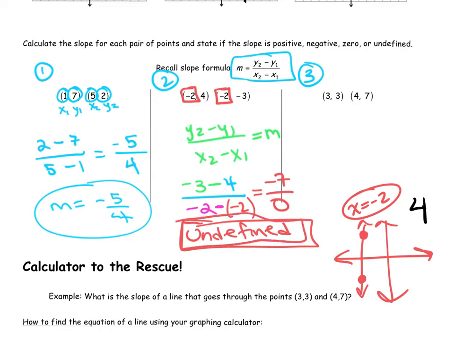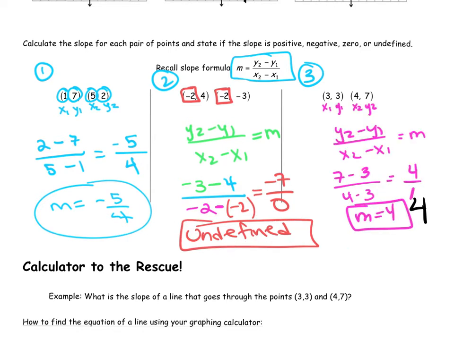All right, why don't you guys try the third example? Pause the video here and see if you get the same answer as me. All right, and there is your answer for the third question there. You should get your slope to be positive 4. All right. Okay, so let's move on to the next page.